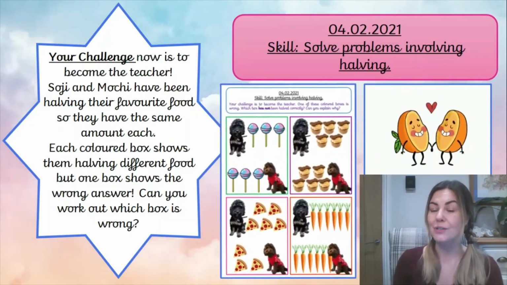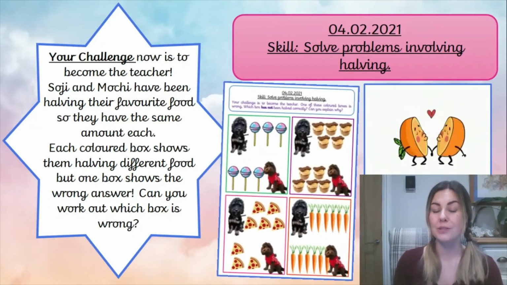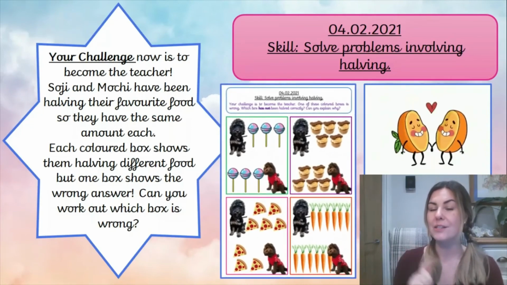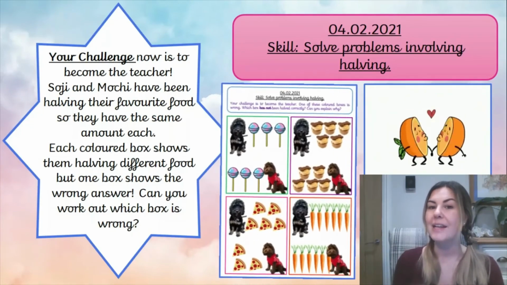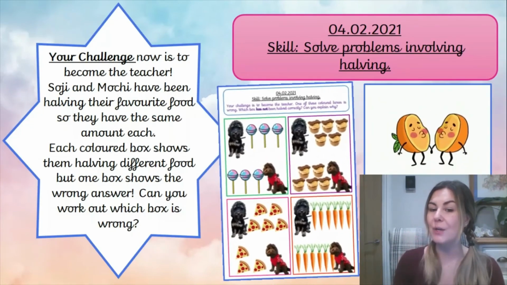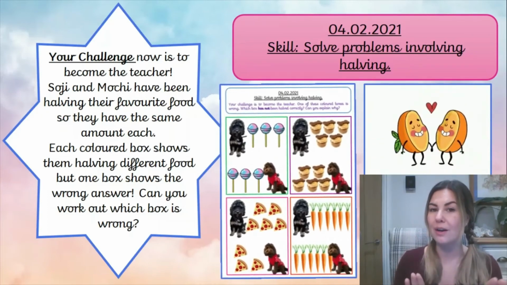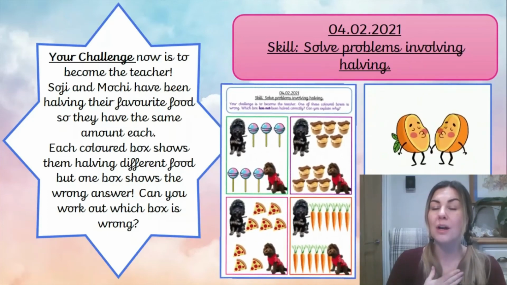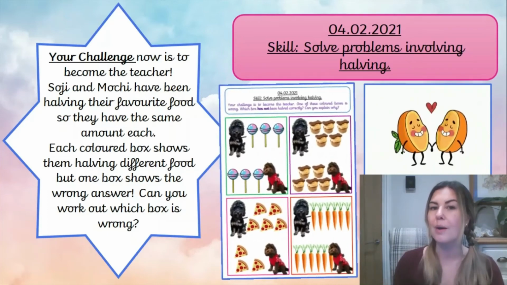To do this, you need to make sure that Mochi and Soji have the same amount each. So you're going to need to do some counting. Now, one box is incorrect. It means it's the wrong answer. And I would like you at the end to be able to tell me what coloured box was the wrong box.